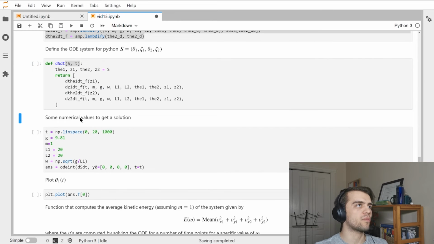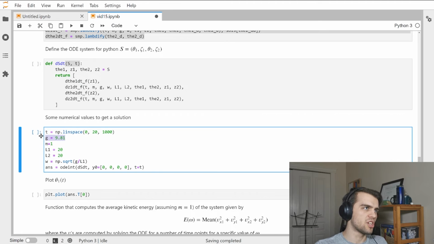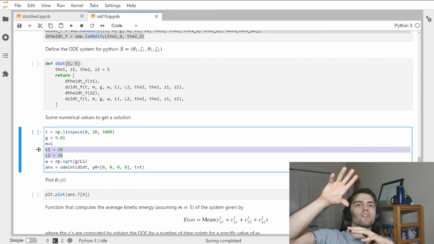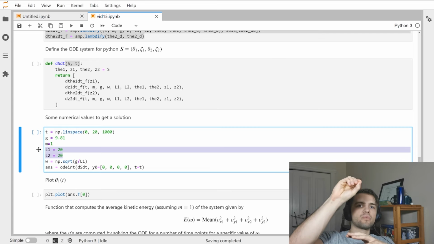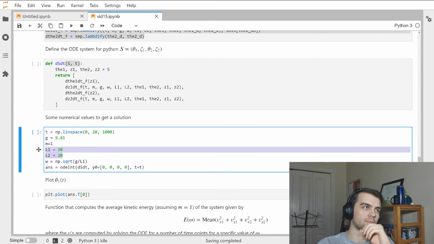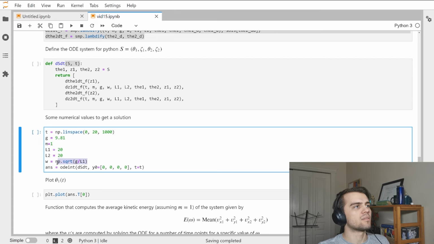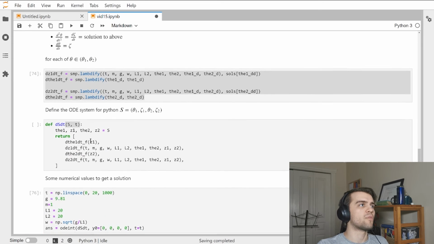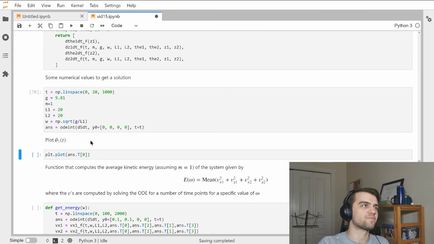So now we'll plug in some numerical values to get a solution. I'll go t from 0 to 20 seconds. G is 9.81. M is equal to 1, right? The 2 masses are equal, and the 2 lengths I'll set equal to 20, because 20 needs to be much bigger than the amplitude of oscillation, which is equal to 1 in this problem. And then I'll solve it at a particular value of omega. This isn't one of the resonance frequencies. This is just a random frequency. And then we can solve it, right? If I run this cell, we can solve it.